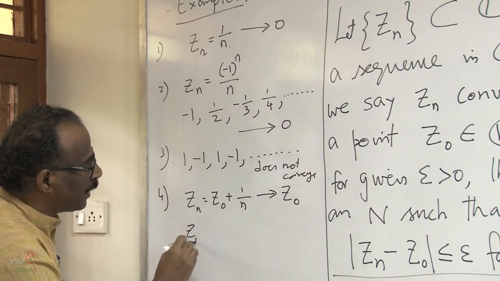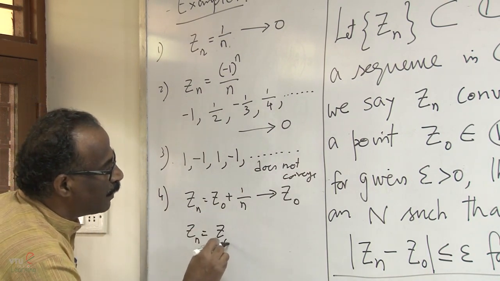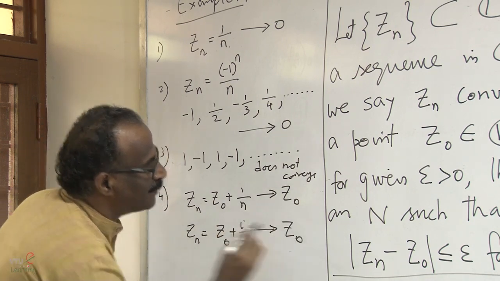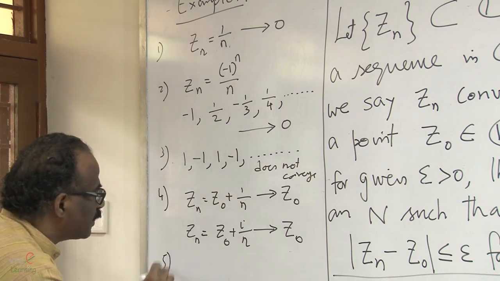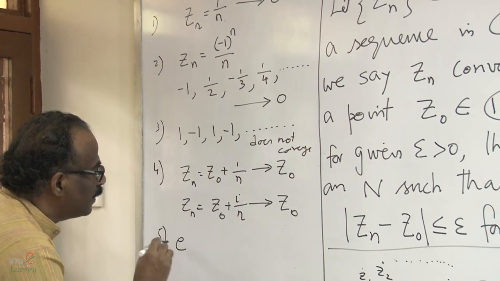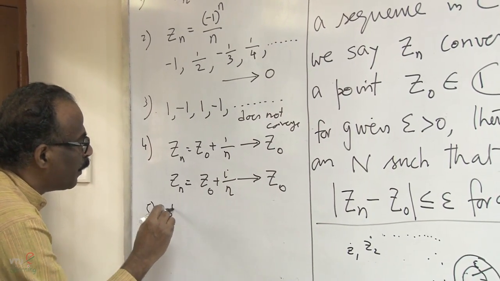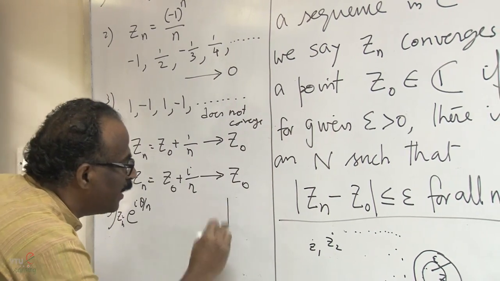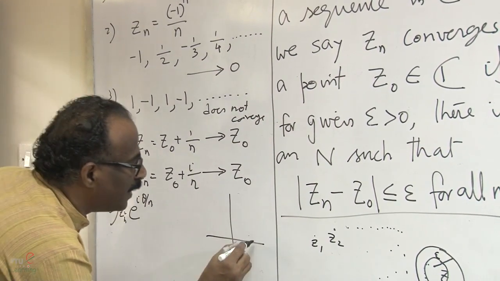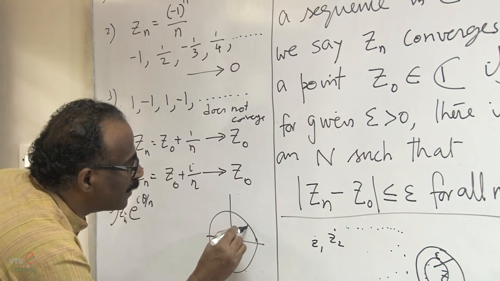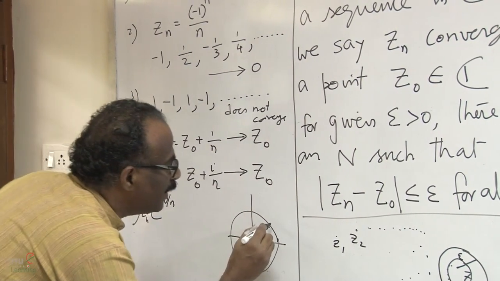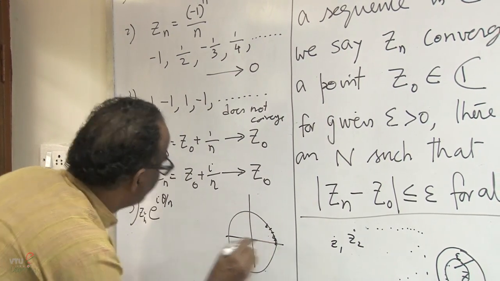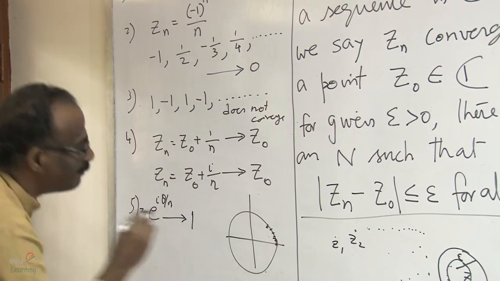Okay. If I take z naught, I can put it in whatever way, z naught plus i over n, then this also converges to z naught. So if I take another sequence, e power i theta by n, what is happening? Theta by n. So I have a sequence, and this will be in the unit circle. When n equals 1, it will be here, then here, then here, and it goes to 0. So this will converge just to 1.